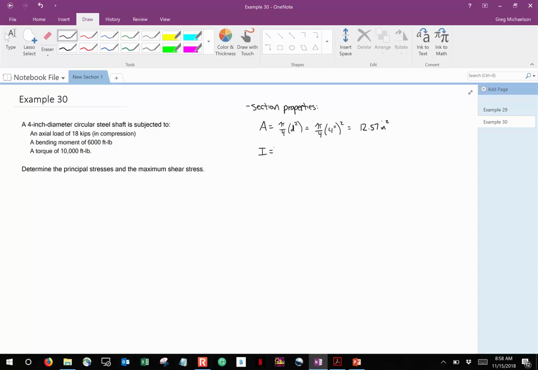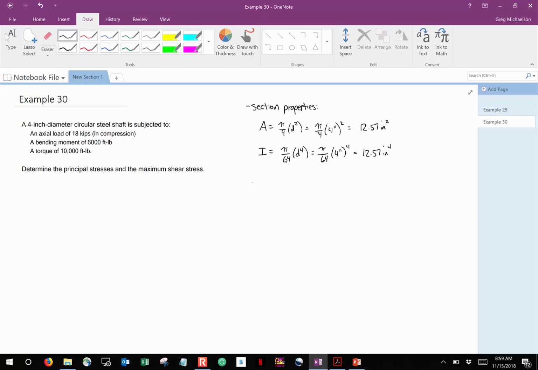We are going to need a moment of inertia. Now if you don't remember these properties right off the top of your head, that's no big deal. You can look these values up in the appendix. The moment of inertia of a circle is pi over 64 d to the 4th. So pi over 64 times 4 inches to the 4th. That actually numerically comes out to also be 12.57 inches to the 4th.